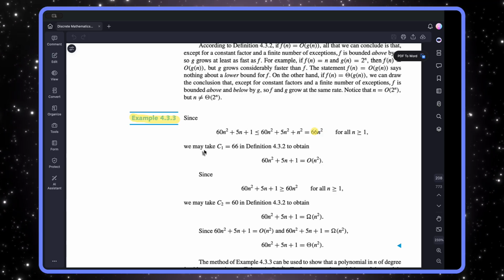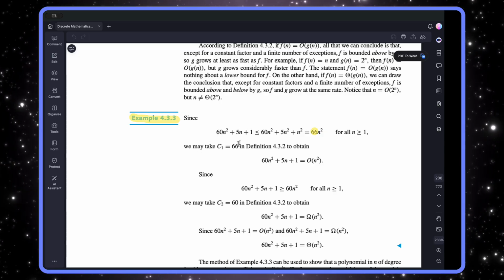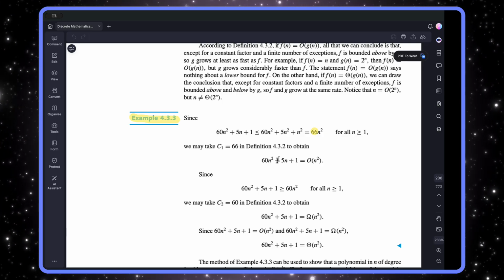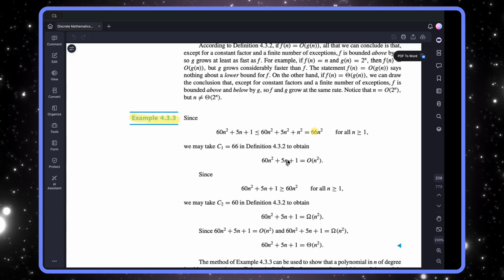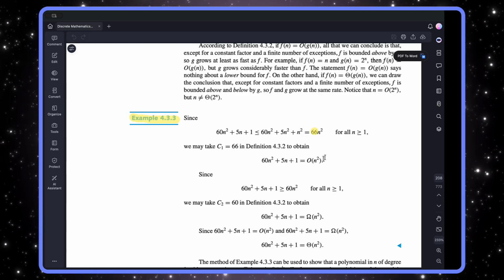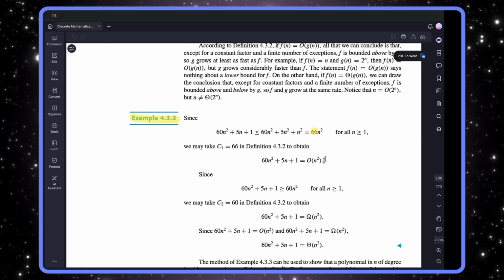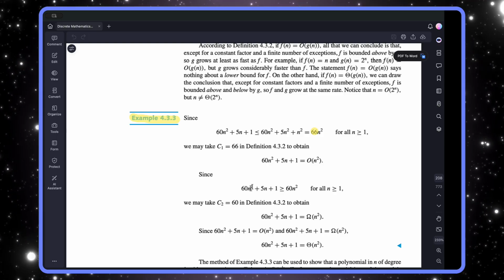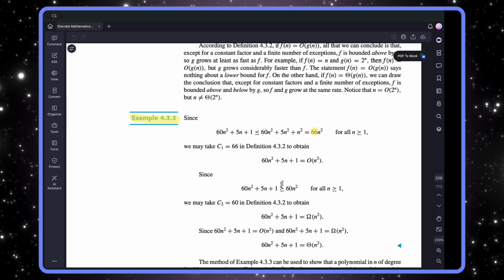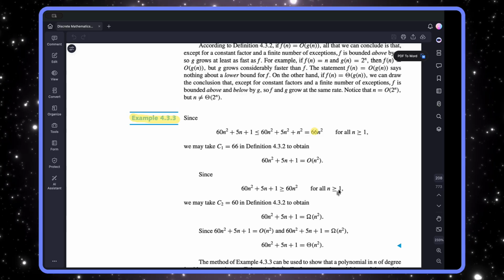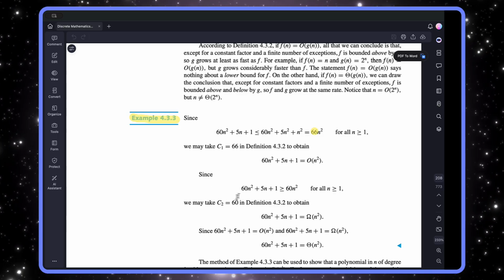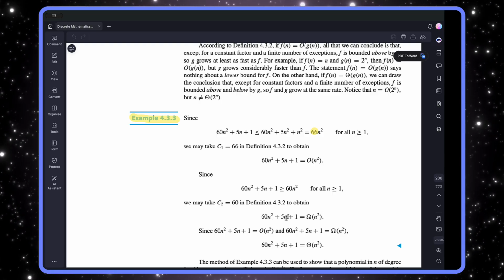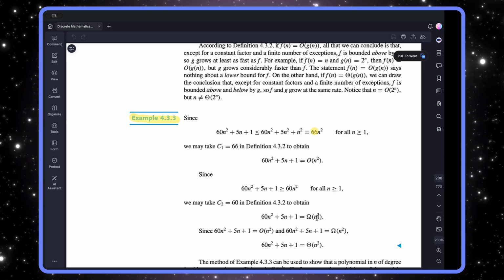Then if we take C1 equal to 66 in that definition, we can see that this 60n squared plus 5n plus 1 is actually big O of n squared. It approximately grows like n squared, we would say. And since 60n squared plus 5n plus 1 is greater than or equal to 60n squared for all n greater than or equal to 1, if we take C2 equal to 60 in the definition, we can see that this function is actually omega of n squared.